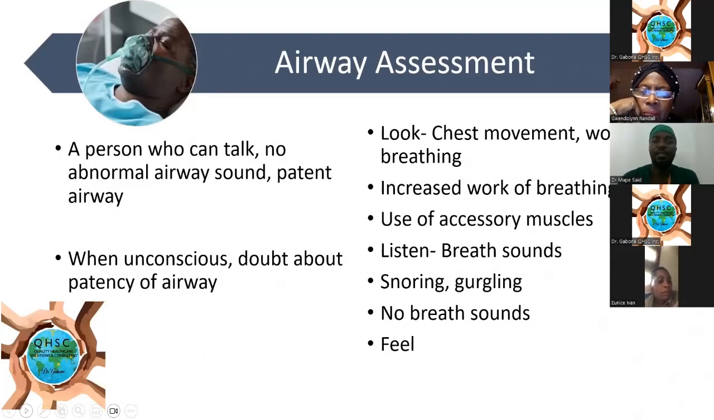You are sure that this patient's airway is secure. The patient is breathing spontaneously. But when the patient is unconscious, always have doubt about the patient's airway. When a victim or someone is unconscious, always doubt the patient's airway.